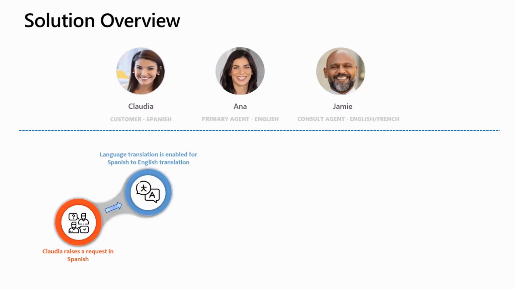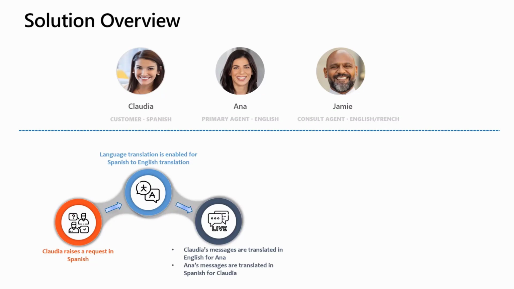to Anna. Since the detected language is different than the primary language of the agent, this is where the language translation will kick in. Claudia's Spanish messages will automatically be translated to English for Anna, and Anna's messages are automatically translated into Spanish for Claudia.